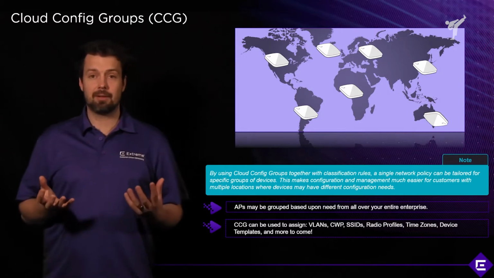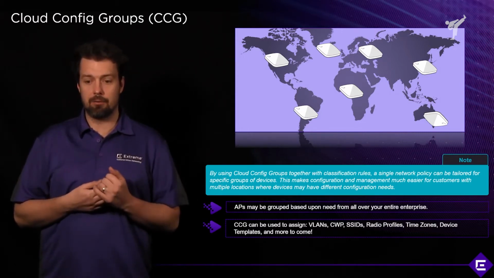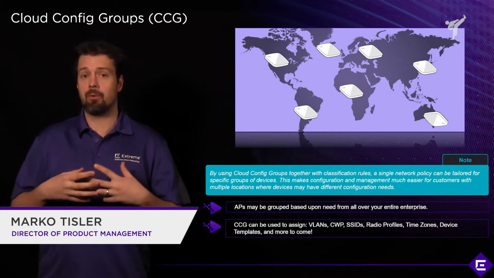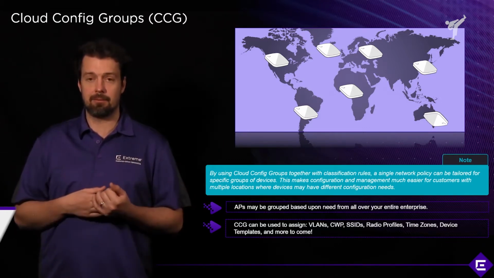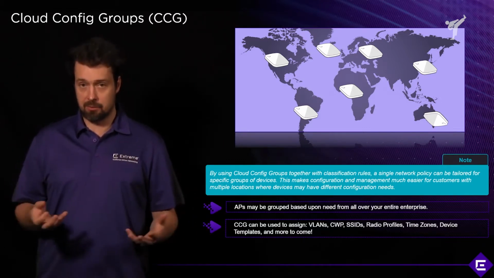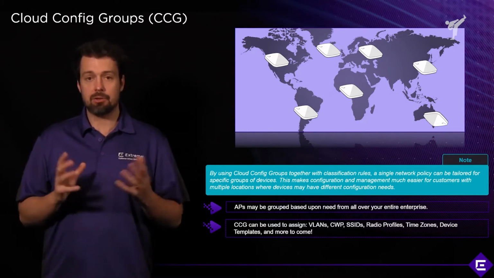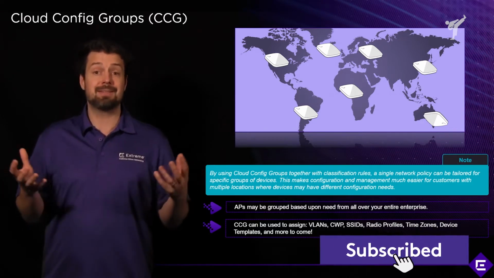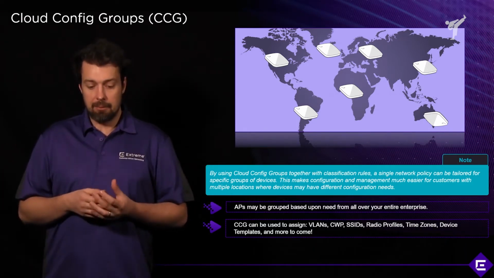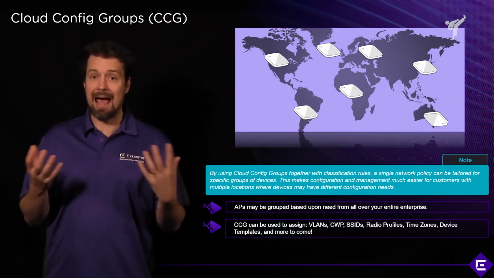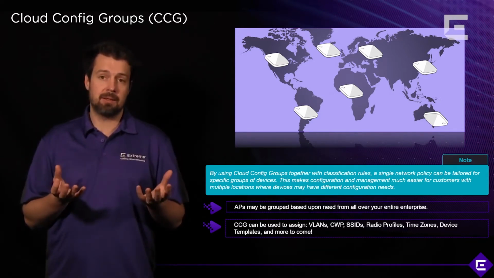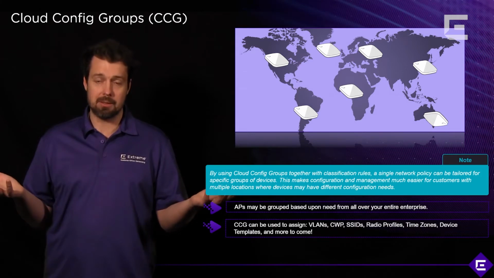To increase the flexibility of your deployment and to cater to some of the most complex cases of globally distributed enterprises when it comes to network configuration, ExtremeCloud IQ implements something called Cloud Config Groups, or in short, CCGs. You can think about CCGs as tags or groups of access points. And what those tags mean, well, it could be specific to your deployment.